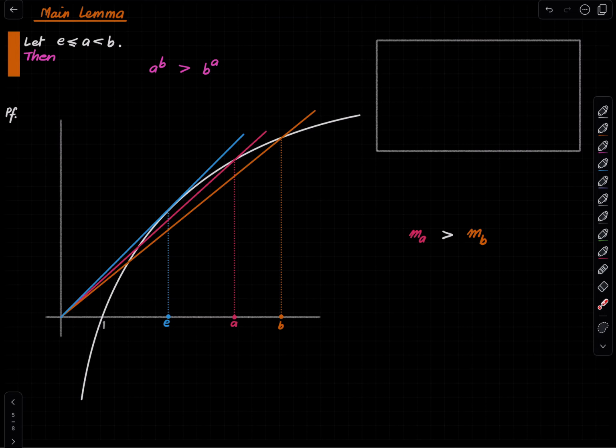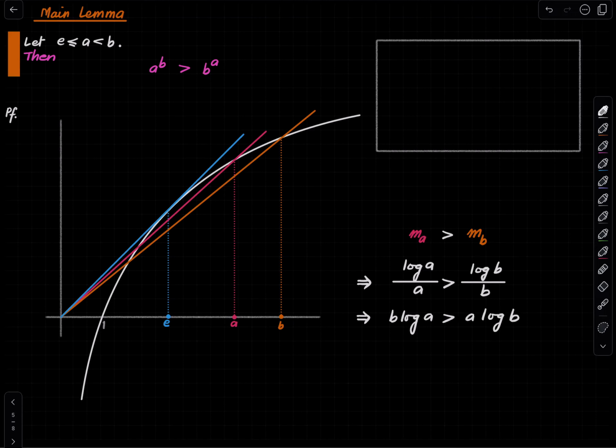Which is to say what? What is this slope? This slope is nothing but this divided by that, which is log A upon A, and similarly, the slope corresponding to B is log B upon B. So the inequality is equivalent to B log A greater than A log B.